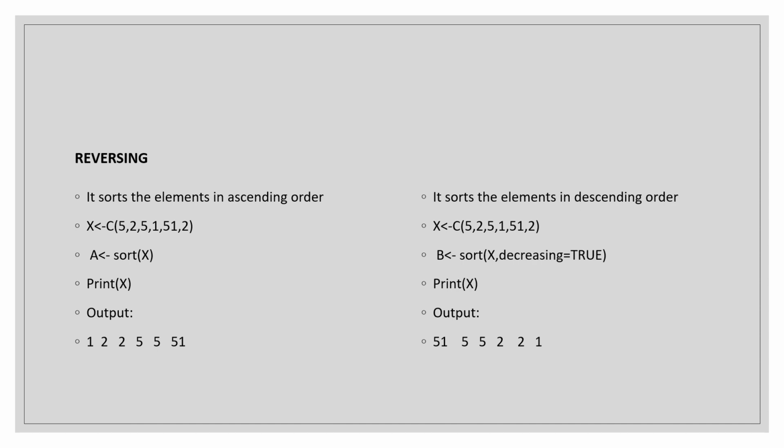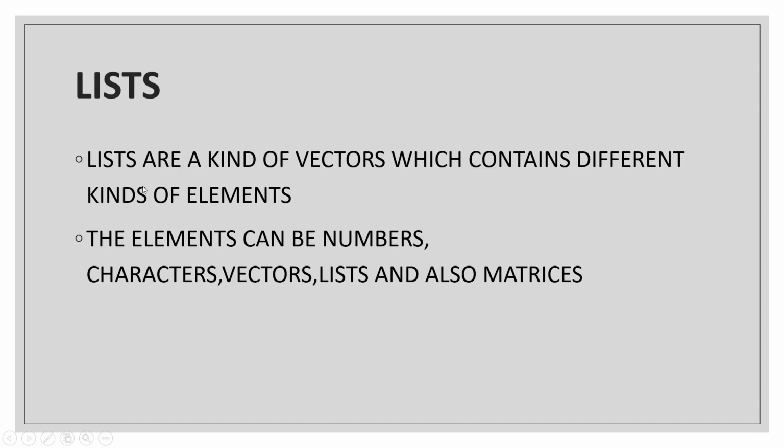So as you can clearly see, the sort function sorts the vector in ascending order, and the sort function with decreasing equals true sorts the vector in descending order.